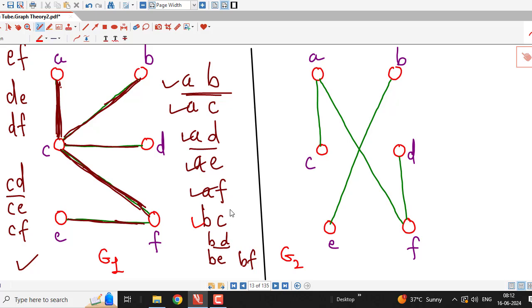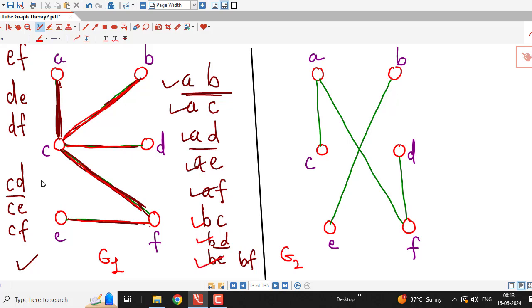So this is also verified. From B to D, we can go from B to D along this path. Then from B to E, we can go from B to E along this path. So there is a path between B and E also.